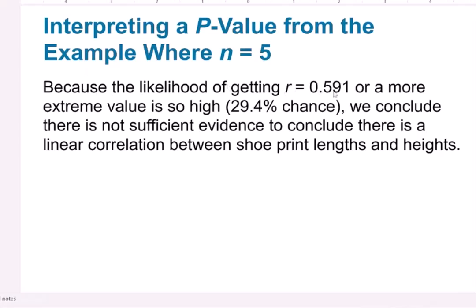Interpreting a p-value from the example where n equals 5, because the likelihood of getting R equals 0.591 or a more extreme value is so high, it's at 29.4% chance, we conclude there is not sufficient evidence to conclude there is a linear correlation between shoe print length and heights.